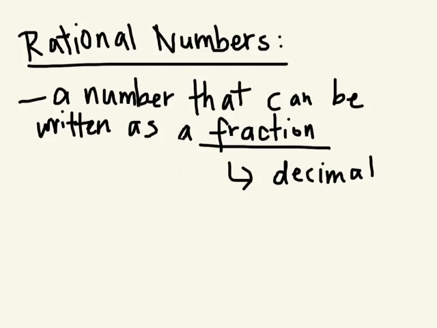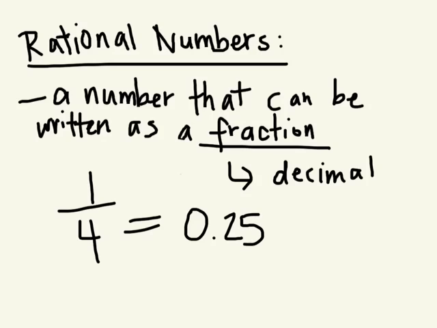Okay, so for example, 1 over 4, that's a rational number. What's 1 divided by 4? 0.25. Okay? It can also be represented by numbers that repeat. What is 2/3? What's 2 divided by 3? 0.6 repeating. This is also a rational number. It can be a repeating decimal or not a repeating decimal.